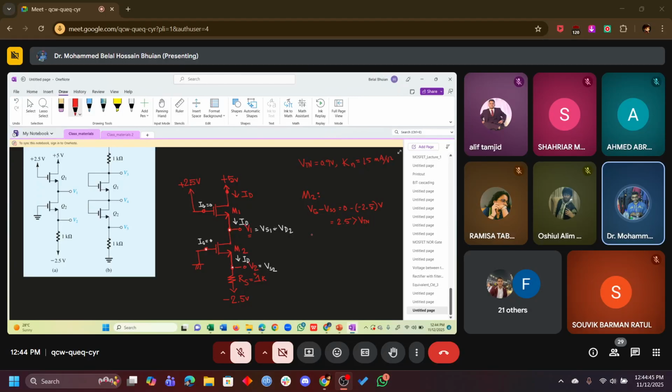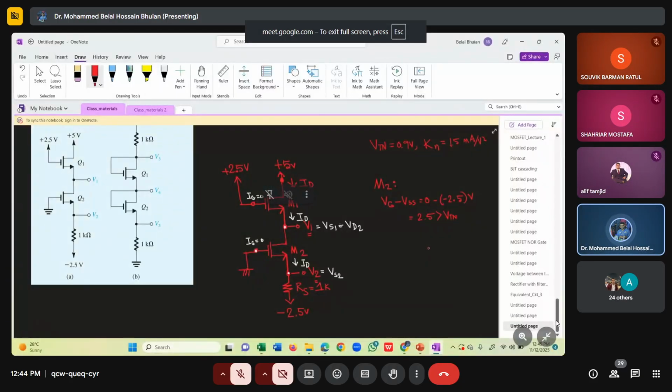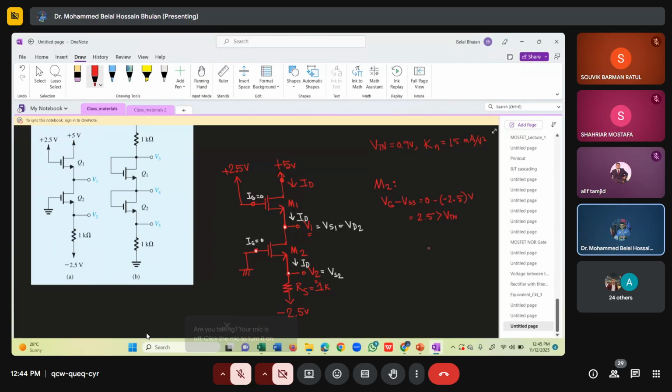Channel is induced. We spend some time on that. Next, if channel is induced, we can say the MOSFET is not operating in cutoff region. The MOSFET is either operating in triode region or in saturation region. For that, what should we do?